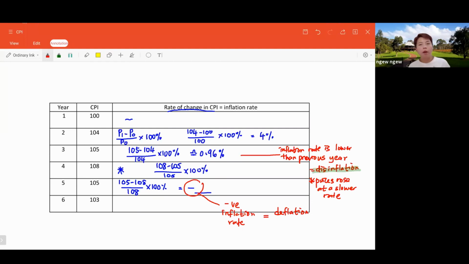Now I do a short recap. Inflation happens when your prices rise compared to the previous year. Disinflation happens when your prices are still rising, but at a slower rate compared to the previous year. Deflation happens when you have a negative inflation rate. Is it all good? That's all for the understanding of CPI, and let's meet again in the multiple choice discussion for CPI.